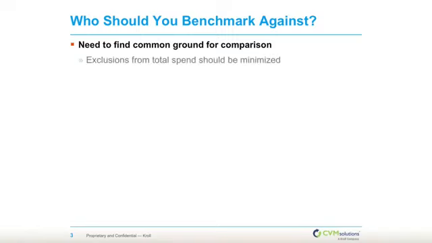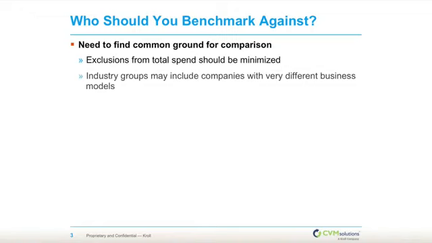The CVM view is that exclusions should be minimized and limited to things like tax payments, payroll and employee expense reimbursements, and charitable donations. There are other exclusions that may be appropriate for a specific industry, but there should be broad consensus among benchmarking partners so comparisons can be made on an apples-to-apples basis.